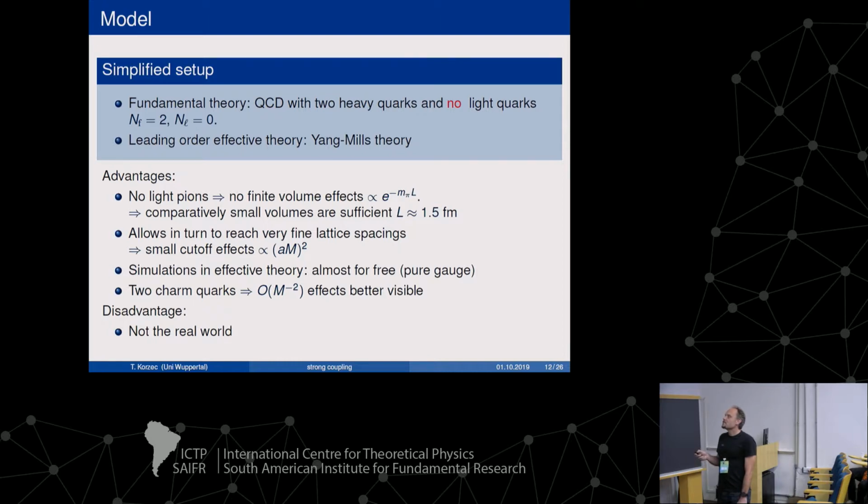Moreover, simulations in pure Yang-Mills theory, so in the effective theory, are very cheap. And by having 2 heavy quarks, we also enhance the effect that the decoupling has, so we might be able to see the effect better. And this should give us at least an order of magnitude of how big such effects could be at, for instance, the charm mass.